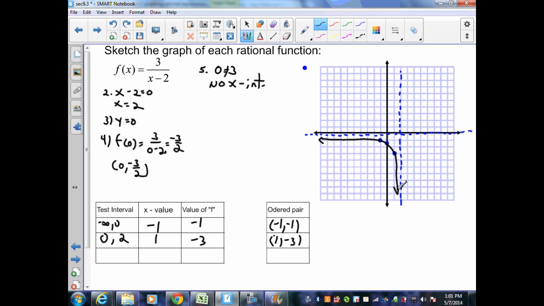Now we need to find points on the other side of my vertical asymptote. So let's find values that are going to be from my vertical asymptote, which are 2 to positive infinity. And I probably need to find 3 values. I'm going to choose values of 3. And when I choose 3, I'm going to get 3 out. My ordered pair is 3, 3. And I can plot that.